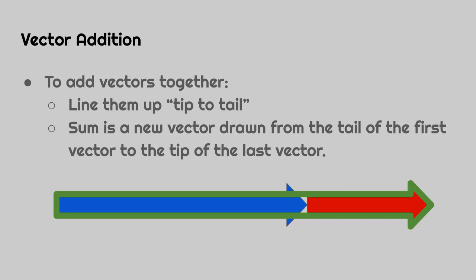To add vectors together, we line them up tip to tail. So here is my 10 vector in blue, and the tip of that is touching the red one, which is 5. The sum of the vectors is drawn like this. We add those up, so this has a magnitude of 15 to the east.